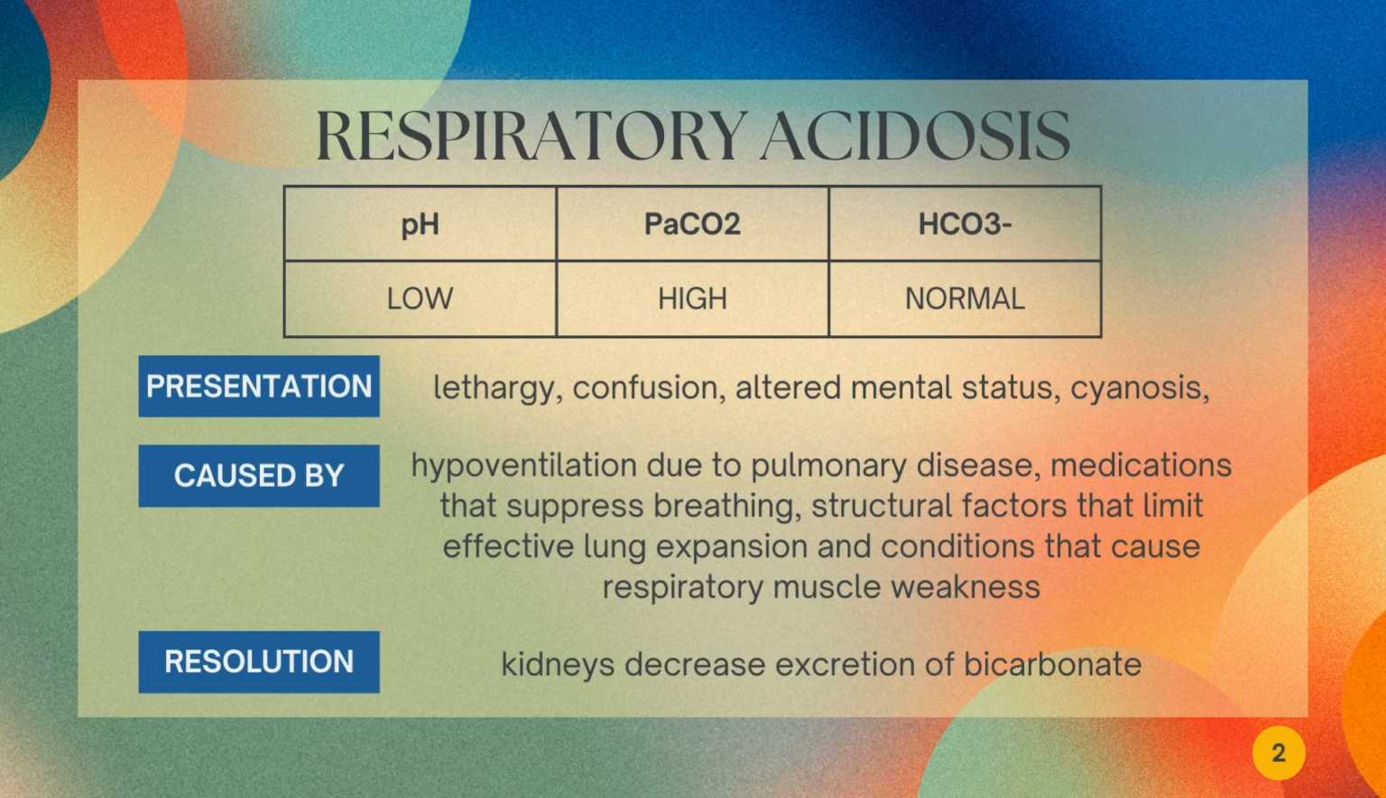It is caused by hypoventilation due to either pulmonary disease or medications that suppress breathing, structural factors that limit effective lung expansion, such as severe scoliosis, and conditions that cause respiratory muscle weakness, such as GBS or ALS. Hypoventilation prevents adequate removal of CO2, leading to hypercapnia. That's why you have that high CO2 and that lower pH. Typically the resolution is that the kidneys decrease excretion of the bicarbonate, and that helps rebalance these values.